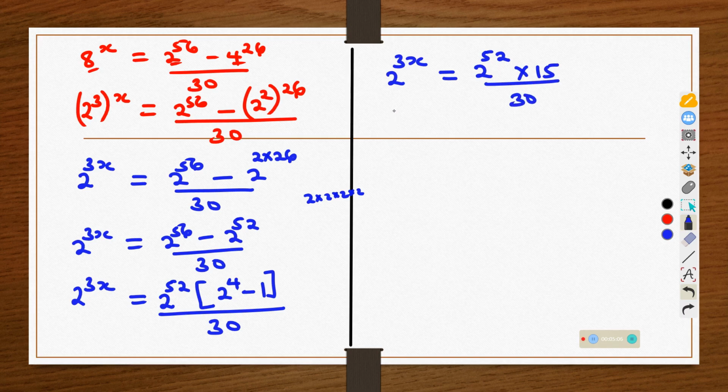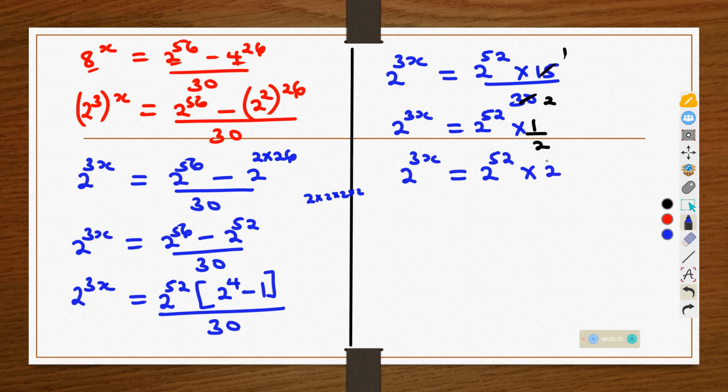So this would be the same as 2 to the power 3x, which is equal to 2 to the power 52 times, 15 divided by 15 is 1, and 30 divided by 15 is 2. So this is the same as 1 over 2. Okay, so this would be the same as 2 to the power 3x, which is equal to 2 to the power 52 times 2 to the power negative 1. From here, when the bases are the same and you are multiplying, simply add the powers. So 52 plus negative 1. So this will be 2 to the power 3x, which is equal to 2 to the power 51.